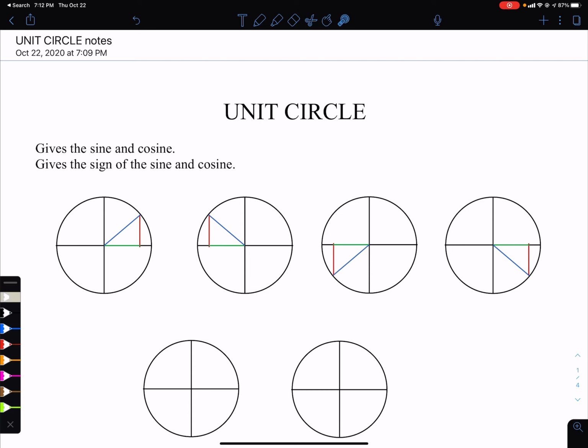Here's our unit circle review. So what is so special about the unit circle? The word unit there implies the radius of our circle is 1. So all these have a radius of 1.